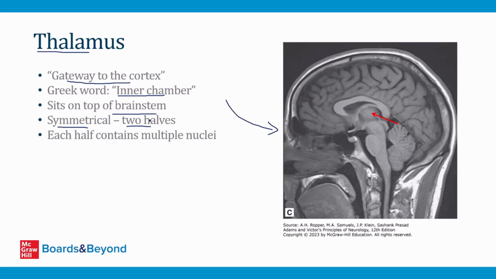It has two halves, so you can have damage to the left or right thalamus, and that will give you different symptoms, which we'll talk about later. And then each half contains multiple nuclei, and this is one of the confusing things to learn about the thalamus. There are lots of different nuclei. They have names that aren't intuitive, and each of the nuclei carries out different functions.